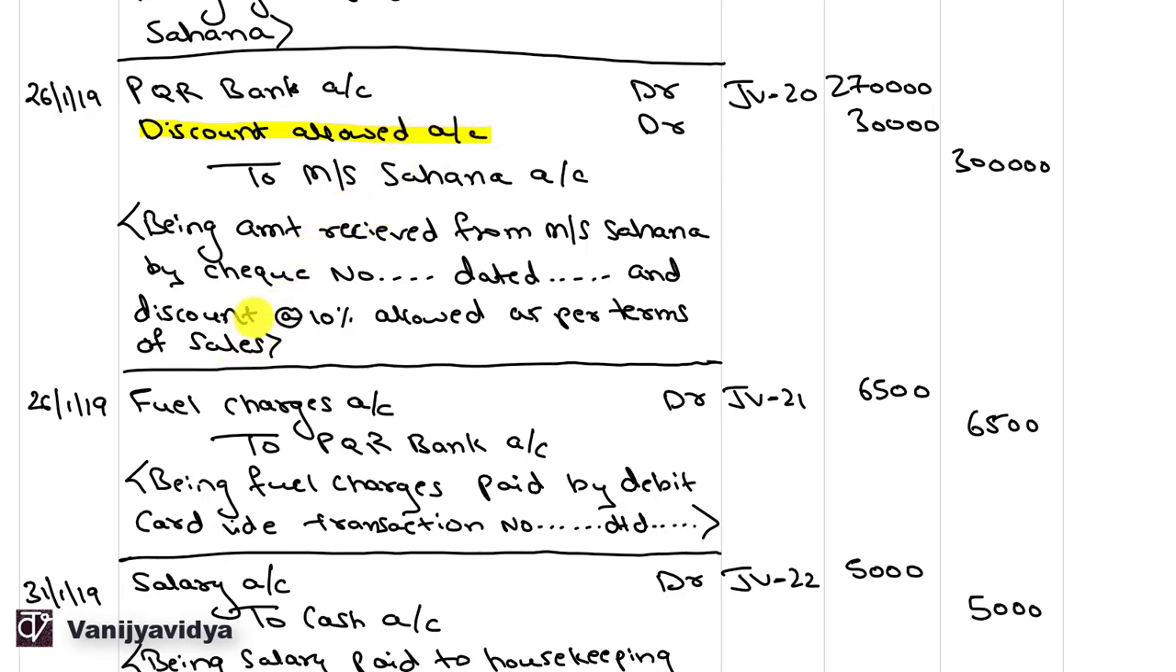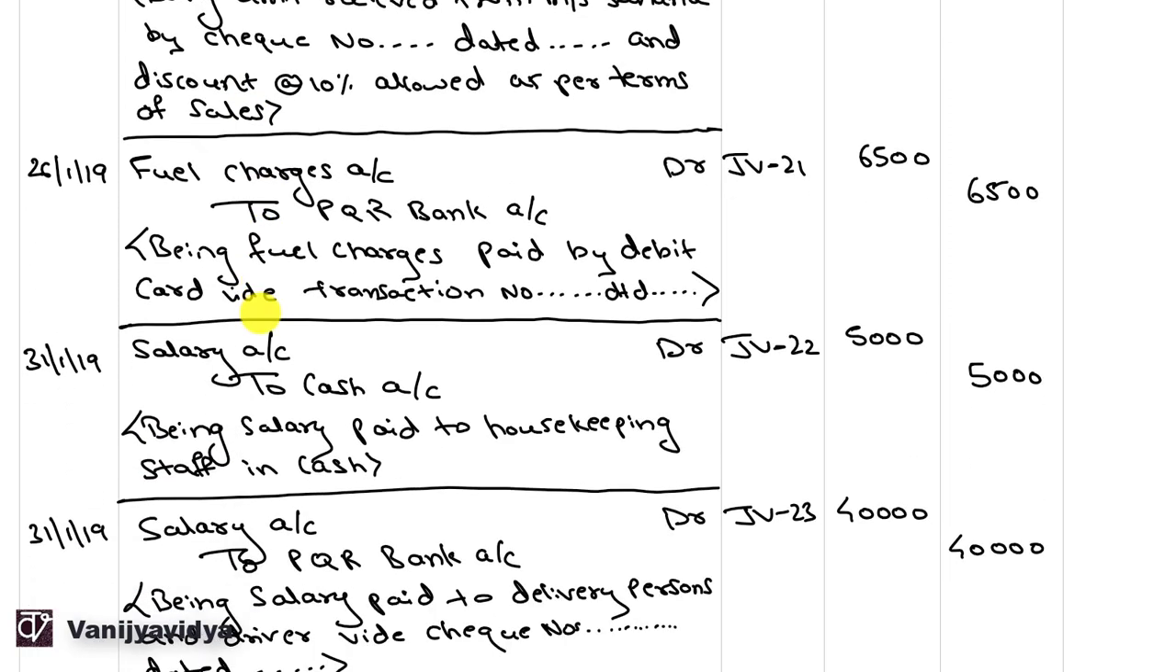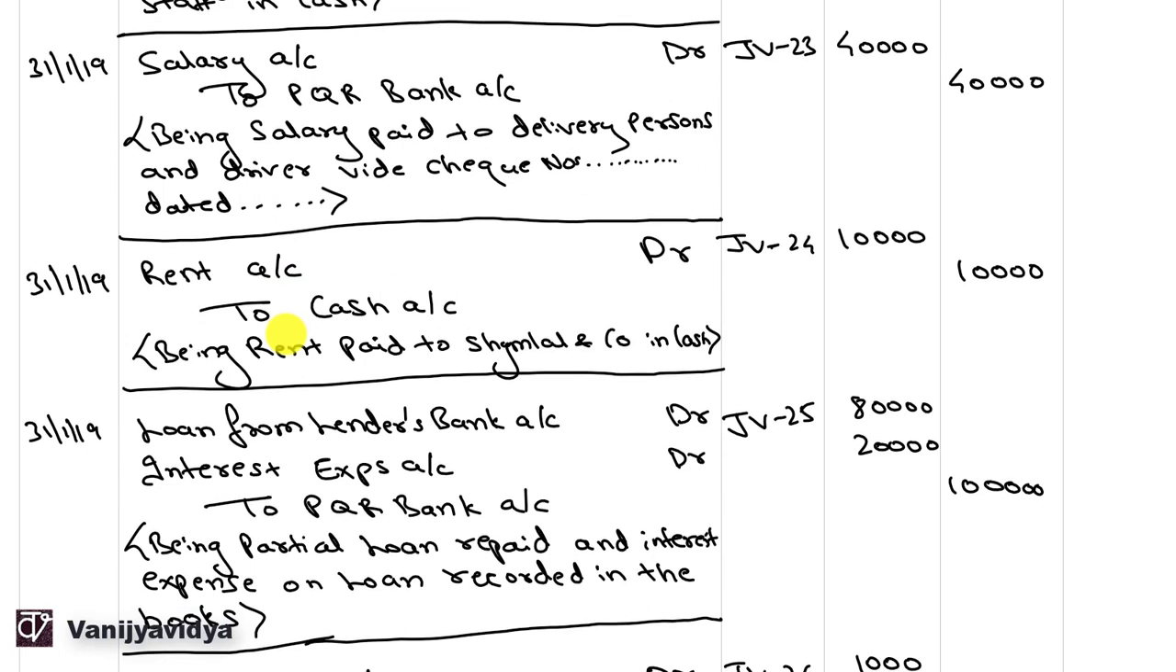Then next is JV21, fuel charges. Fuel charges is a new account in JV21. PQR bank account we already considered. JV22, salary account to cash account. The salary account is a new account. Then JV23, salary account to PQR bank account. Both of them are already considered. No new account here. JV24, rent account to cash account. So rent account is a new account.